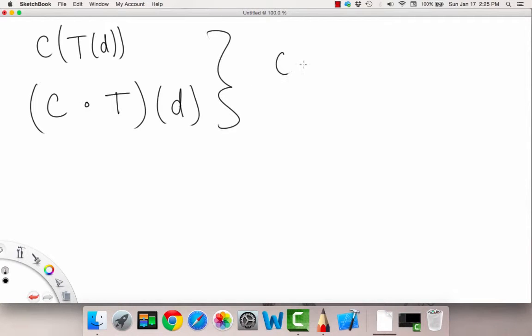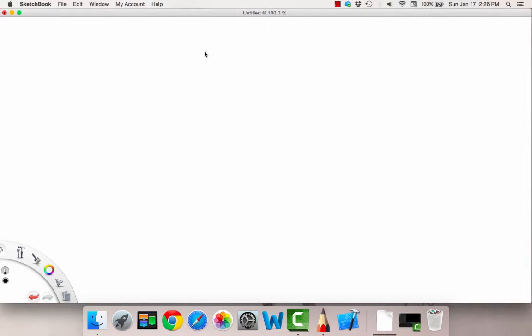Both of these are said C of T and then of D. Okay, and once again, this means cost depending on temperature, which depends on the day or the time of the year. Okay, so now let's do an example of using composition of functions.